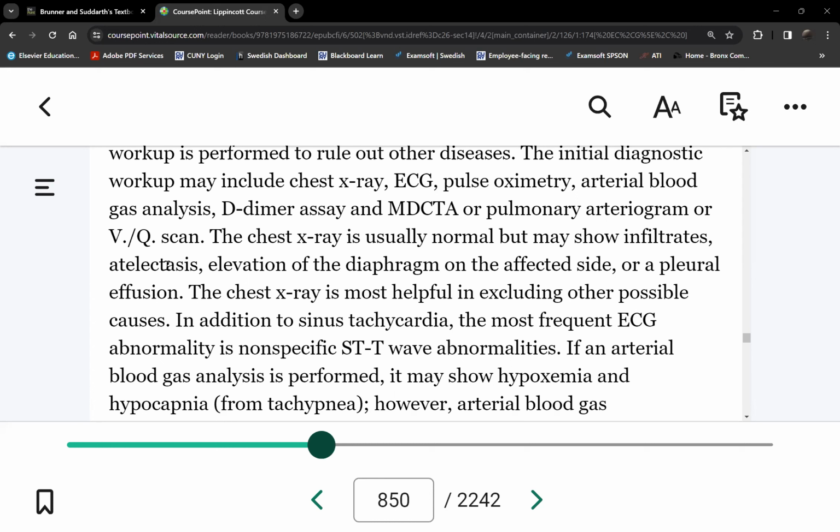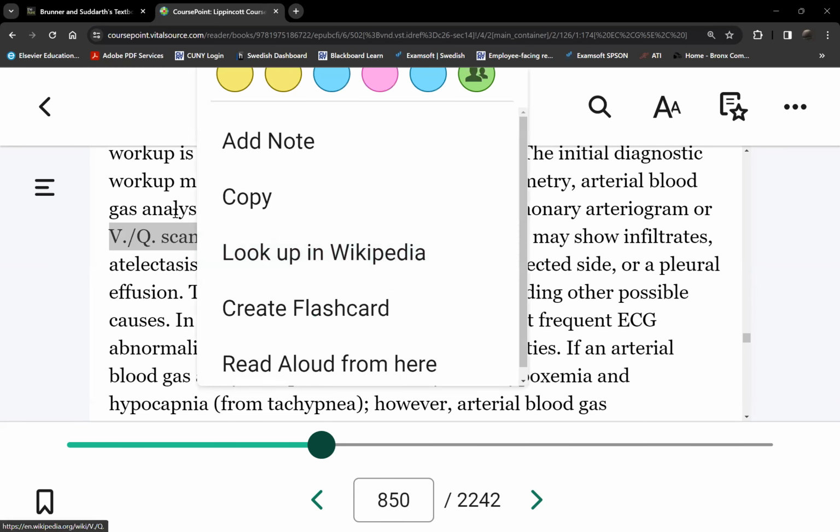So when they do the test, this is under nuclear medicine. So instead of using a dye to see which branches were blocked, they'll use a radioactive dye, radioactive gas.